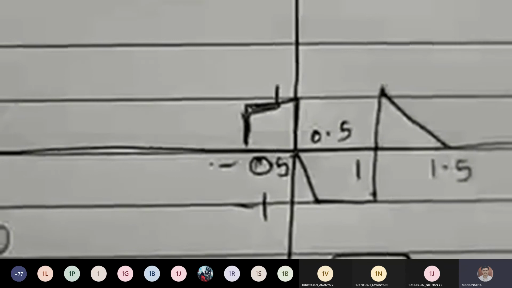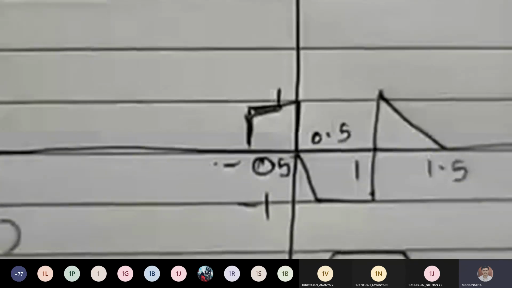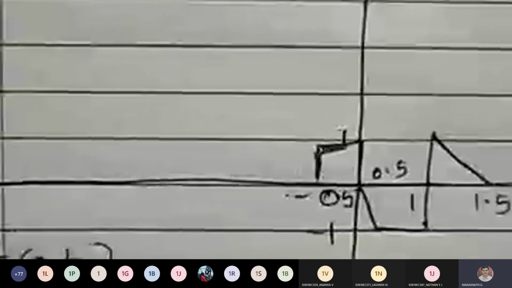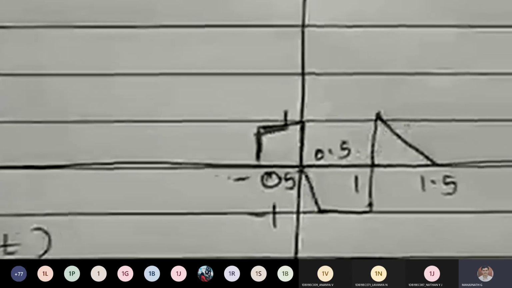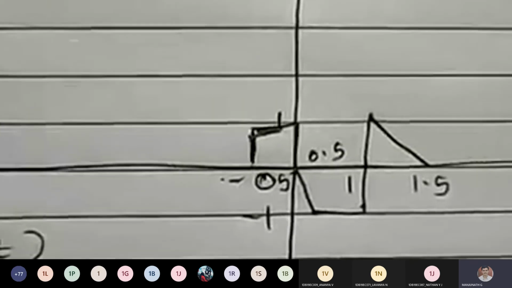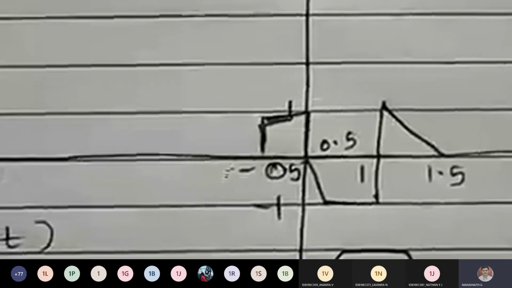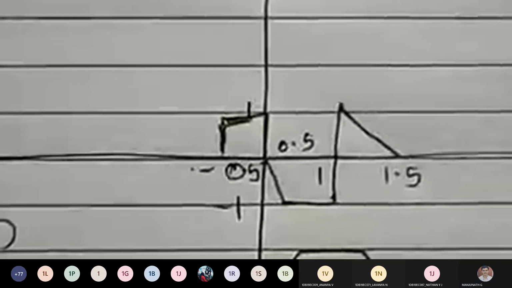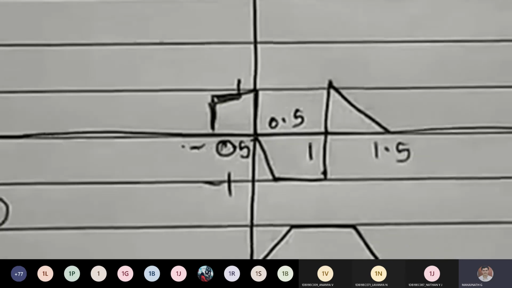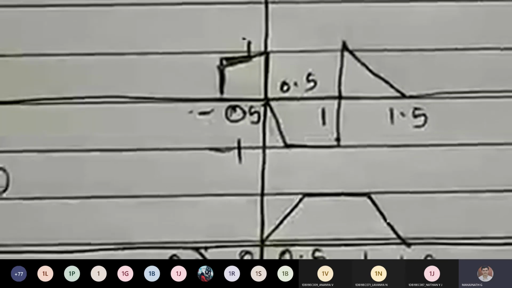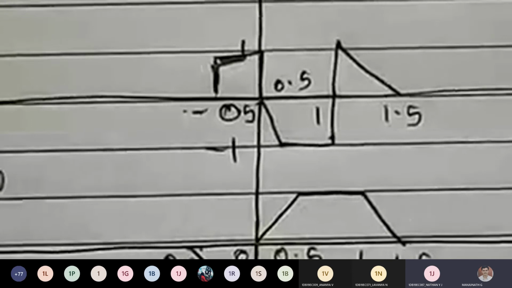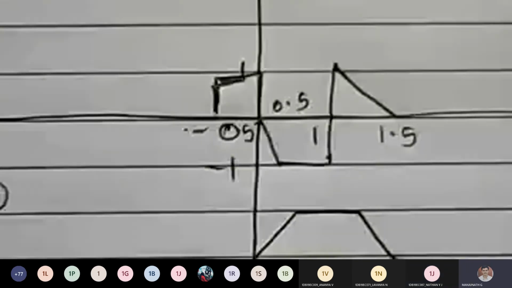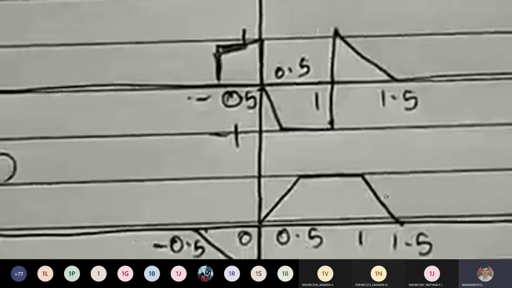Just one set. 0 to 0.5. Do you have any signal? 0 to 0.5, there is an increasing ramp. What about the downward side? It will be a negative ramp, with amplitude of minus 1.